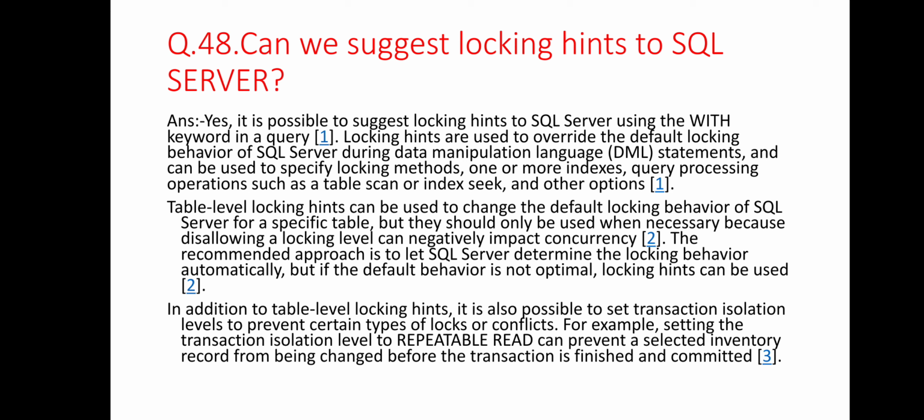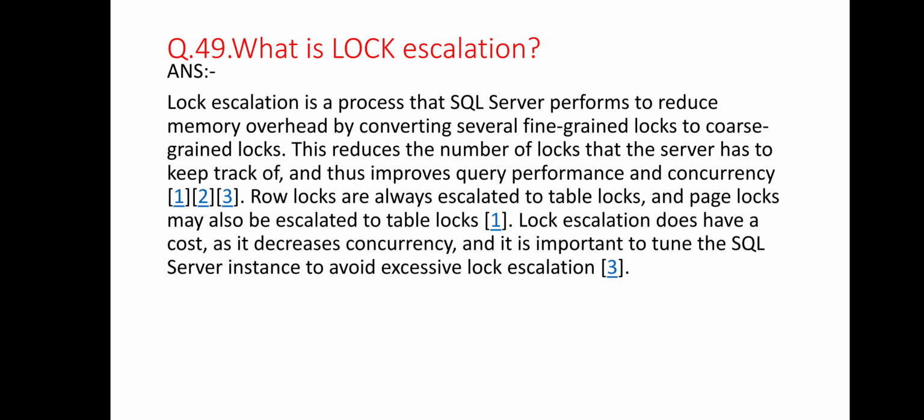In addition to table level locking hints, it is also possible to set transaction isolation levels to prevent certain types of locks or conflicts. For example, setting the transaction isolation level to repeatable read can prevent a selected inventory record from being changed before the transaction is finished and committed.